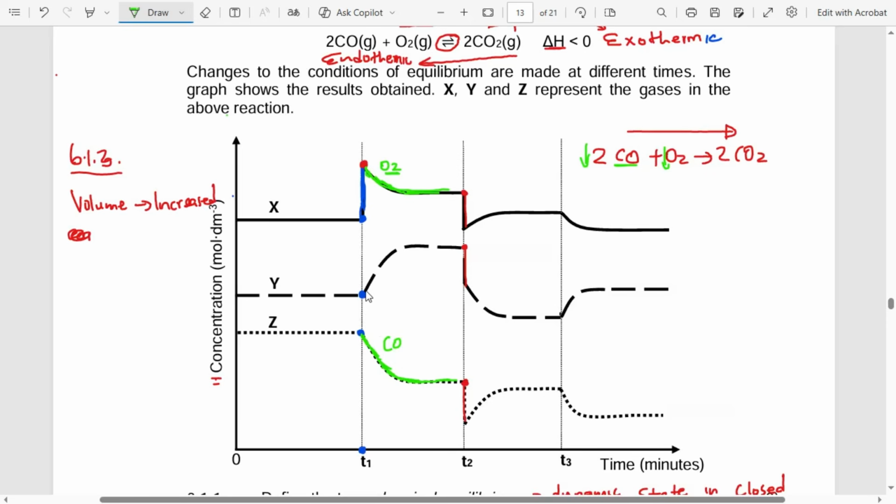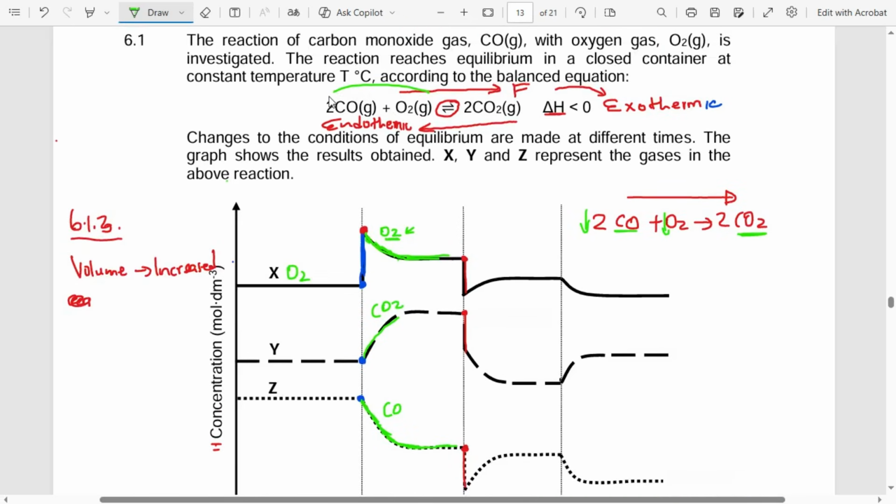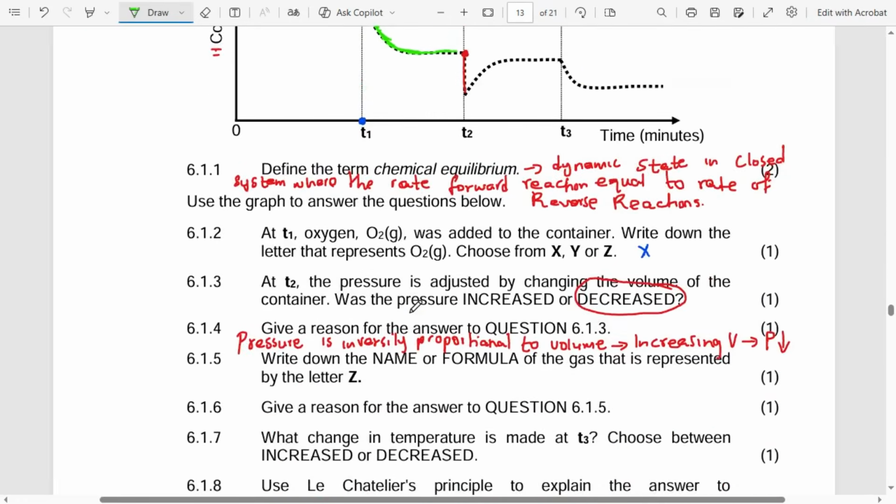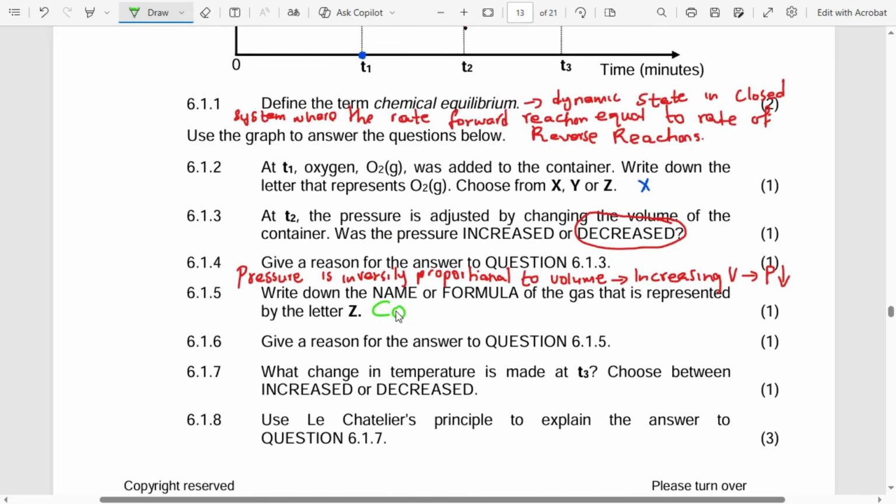Because the one that will do the opposite should be on the other side of that O2, which is the CO2. So this should be the product, which is the CO2. That's how you determine what is what. Already we know that X is O2. So the ones that do whatever that O2 does should be on the same side, which are your reactants. They should be on the same side as that one, which is the CO. So the correct answer for this one is CO.